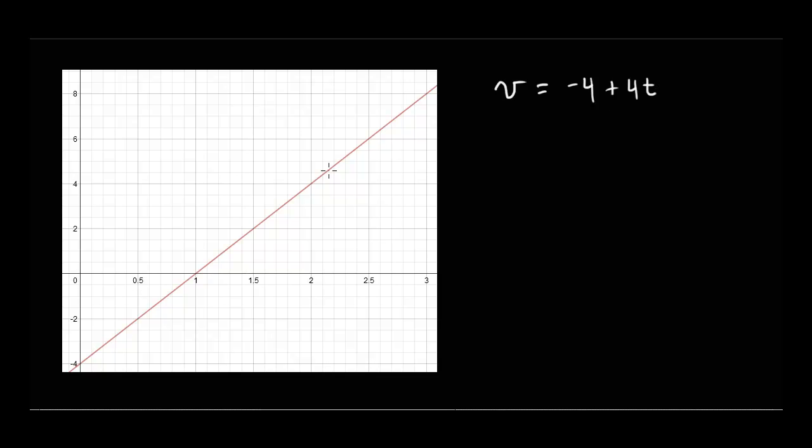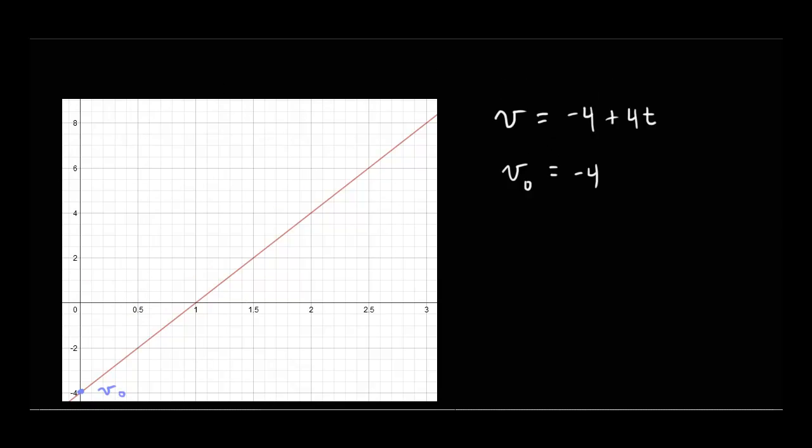It's a linear function. Might be worth taking a look at this and figuring out what the meaning of some of these points are. What is this? This is t equals 0. Well, that's our initial velocity. So our v naught is this point. If we plug in 0 here, this term vanishes, and v naught is -4. The initial velocity is -4, which makes sense that it's negative.